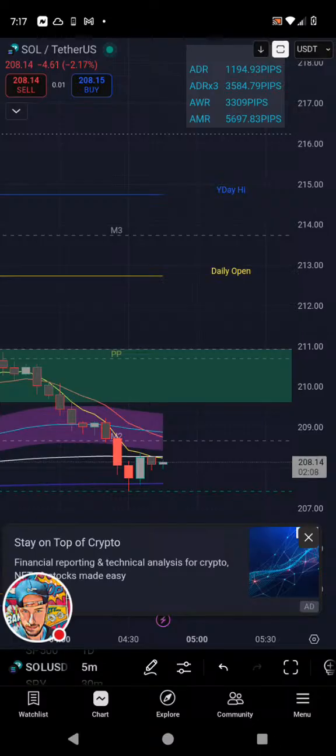But what we want to see right now is we want to see 208.50 swing in from the order books in this session, right? In this session.